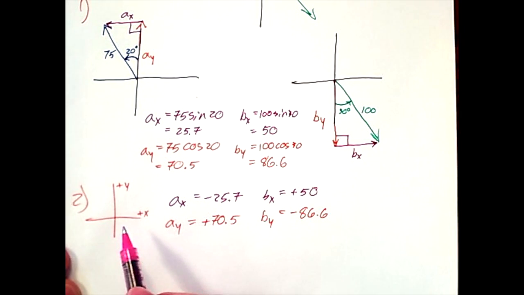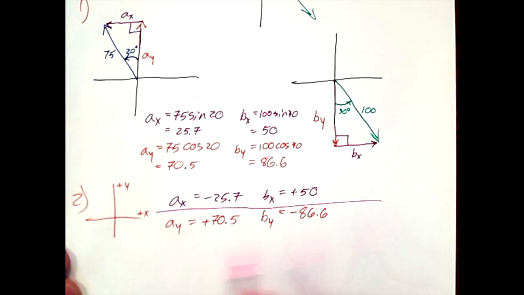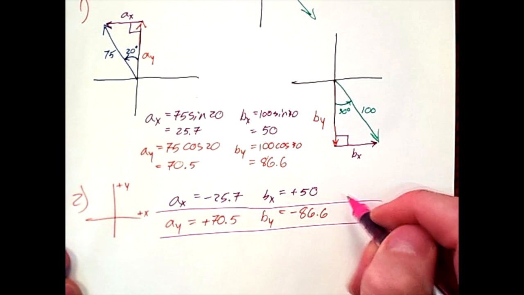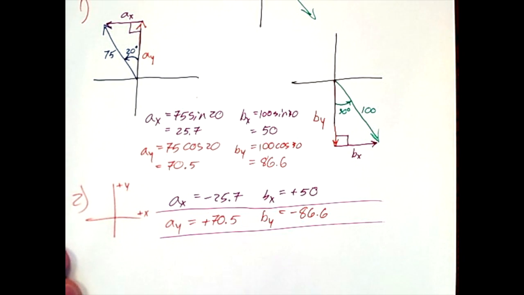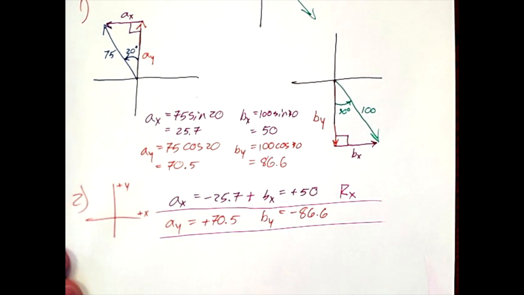Once we have this, then it's just a matter of adding your X components and adding your Y components to get what we would call the components of the resultant, right? This yields, as an addition, negative 26 plus positive 50 as Rx, which is the vector solely in the X direction of the answer, right? So in this particular case, that would be 24.3.